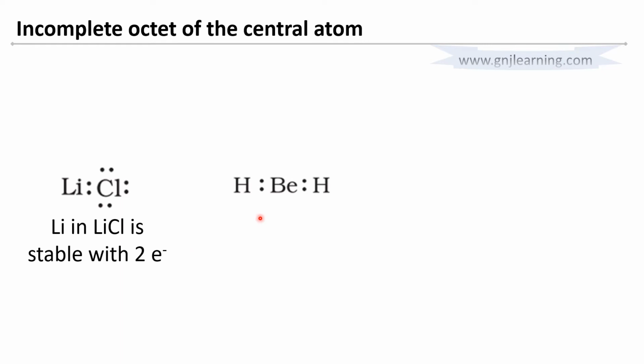Next is beryllium from the second group, alkaline earth metal. Beryllium, if you look, has only 4 electrons. Still this compound, BeH2, is stable. Beryllium in BeH2 is stable with 4 electrons. So again it is a violation of the octet, an incomplete octet, because for an octet it requires 4 more electrons. Even without that, this compound with beryllium having 4 electrons is stable.